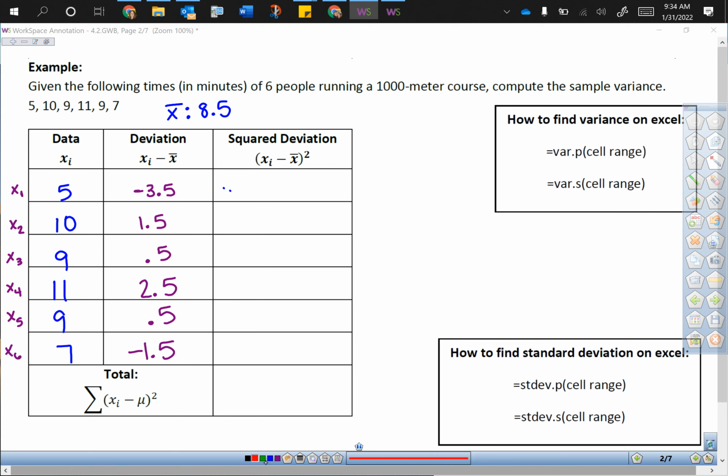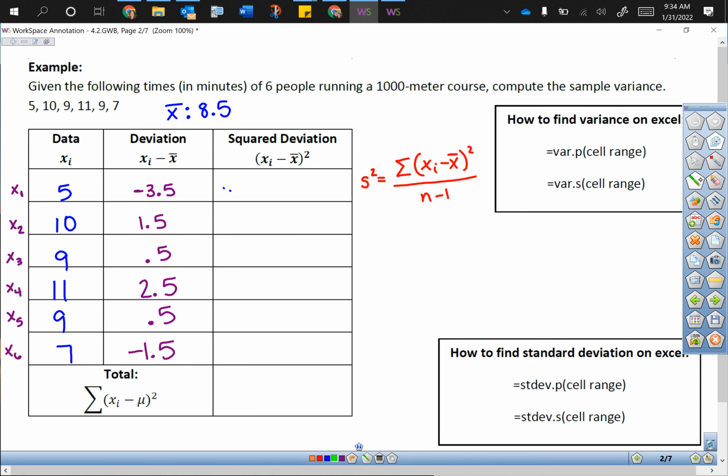Now the next thing we are going to do is square that deviation. The reason we're going to do it has everything to do with the actual formula. You guys have the formula up at the top of your paper. I'm going to rewrite it here. So it's s squared equals the sum of each data value minus the mean squared, all over n minus 1.